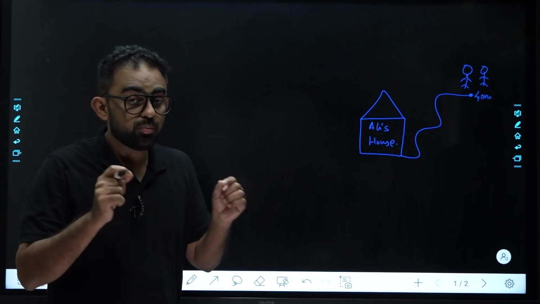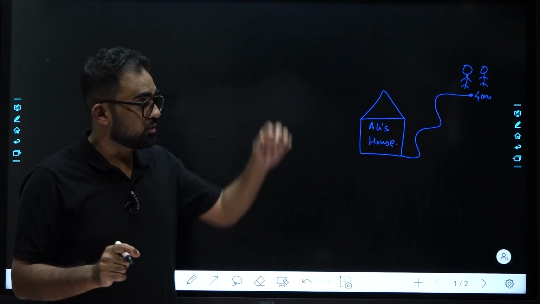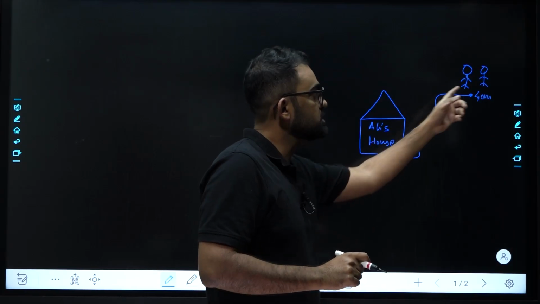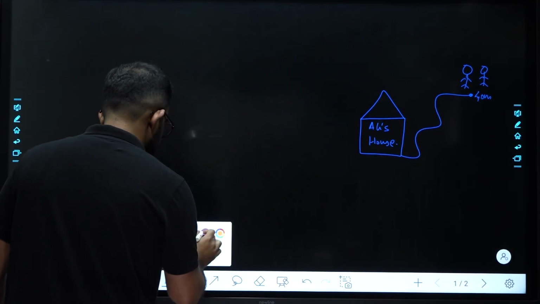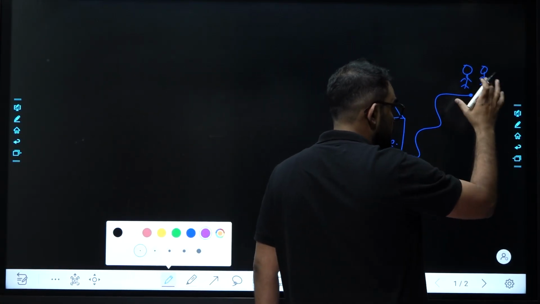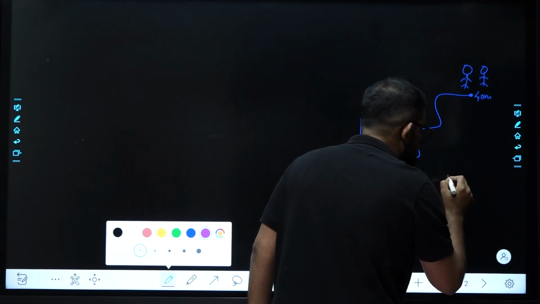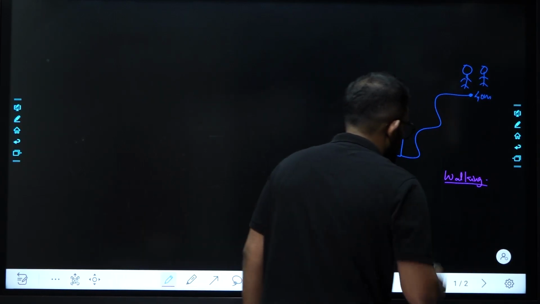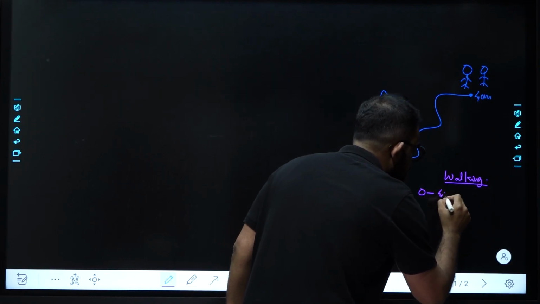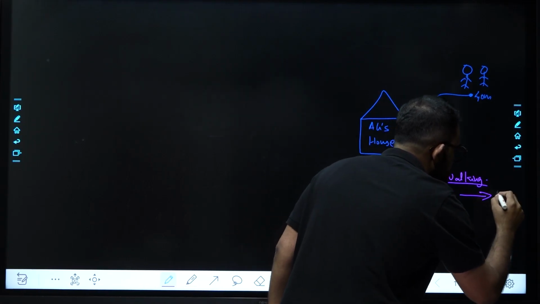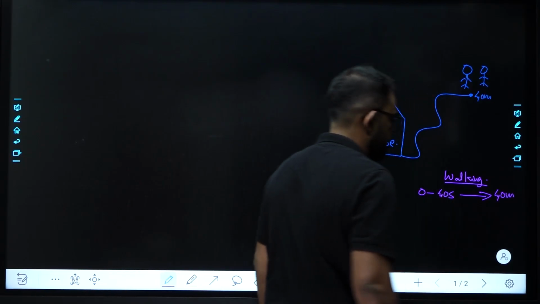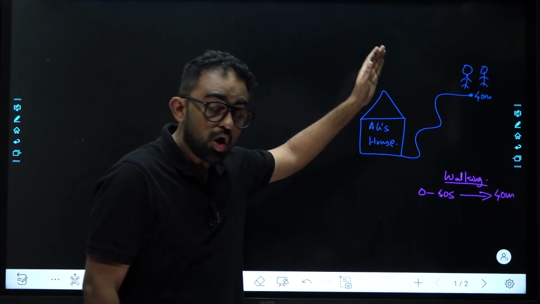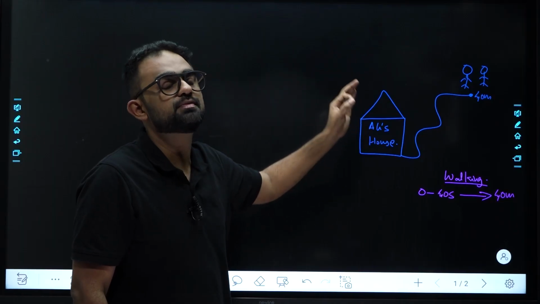As I told you, we need to make some important notes of the story. So the first note I am going to make is the walking event from his house to this 40-meter distance. Let's say this is the walking event. In 0 to 40 seconds, Ali covers 40 meters of distance. Right at this 40-meter mark, he met his friend. He stopped there and took 20 seconds for chatting.